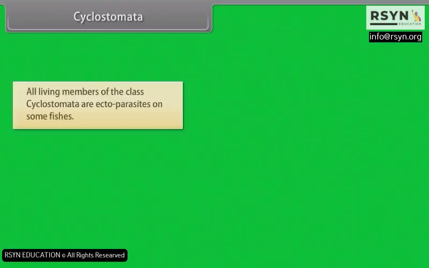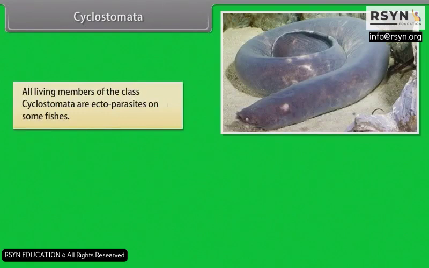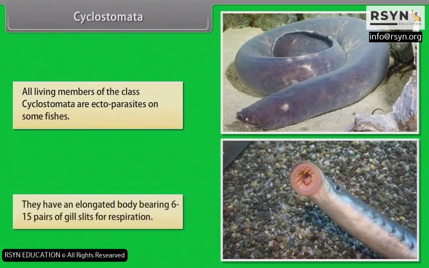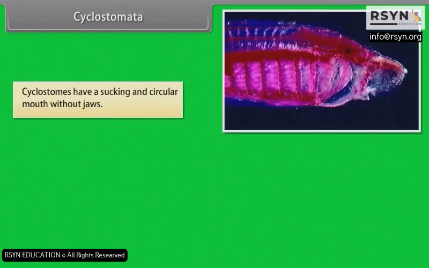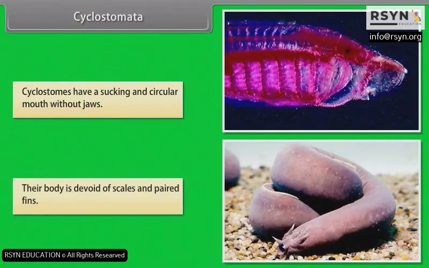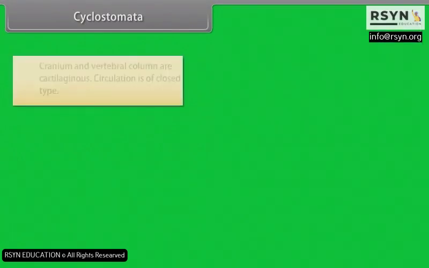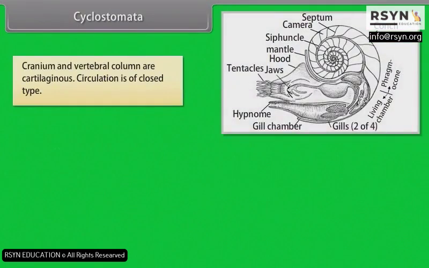Cyclostomata. All living members of the class Cyclostomata are ectoparasites on some fishes. They have an elongated body bearing 6 to 15 pairs of gill slits for respiration. Cyclostomes have a sucking and circular mouth without jaws. Their body is devoid of scales and paired fins. Cranium and vertebral column are cartilaginous. Circulation is of closed type.